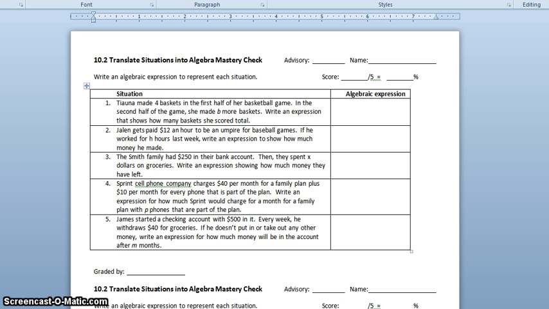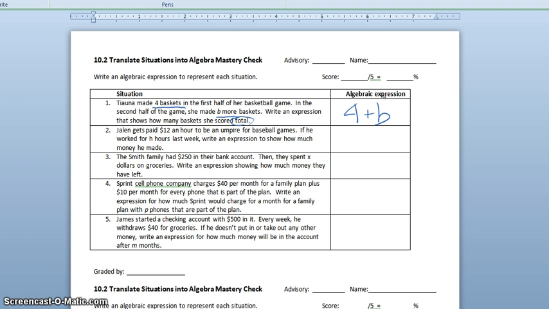Well, she scored 4 in the first part, so 4 baskets, and then she scored B more baskets. We want to know how many she scored total. So really we're just combining what she scored in the first half with what she scored in the second half. And when we combine two amounts, that's addition. So 4 plus B is going to be our algebraic expression.